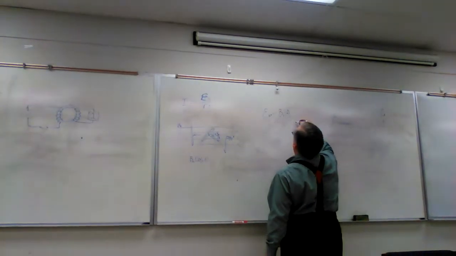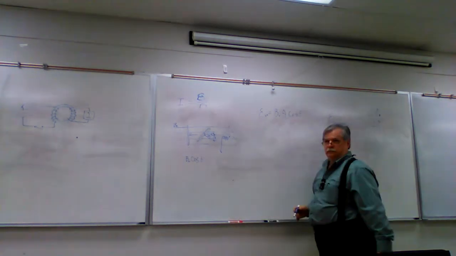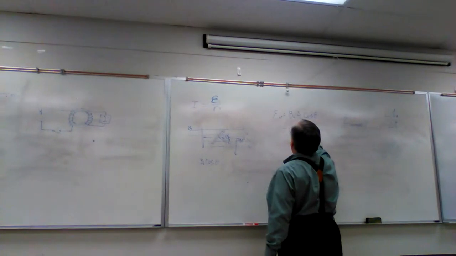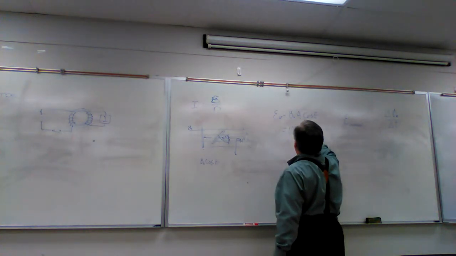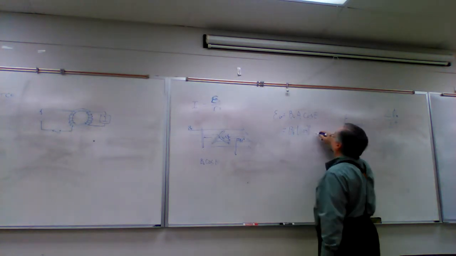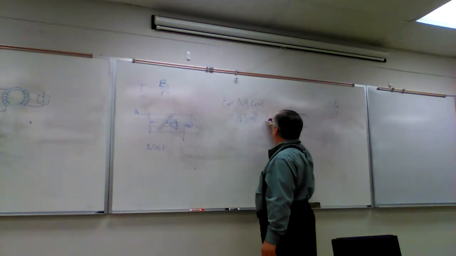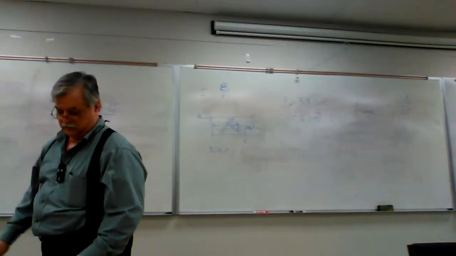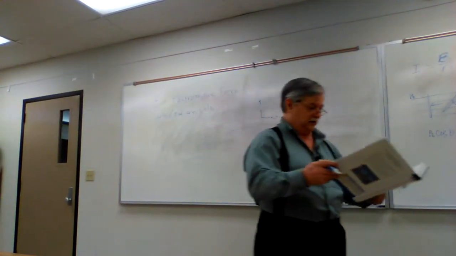Times the area of the loop times the cosine of the angle between them. What's the area of the loop? 5 centimeters squared. So that's 0.05 meters squared times the cosine of the angle. What's the cosine of 0? Times 1. Okay, what's 0.05 squared? They did the math, I'm sure. 2.5 times 10 to the minus 3 square meters.